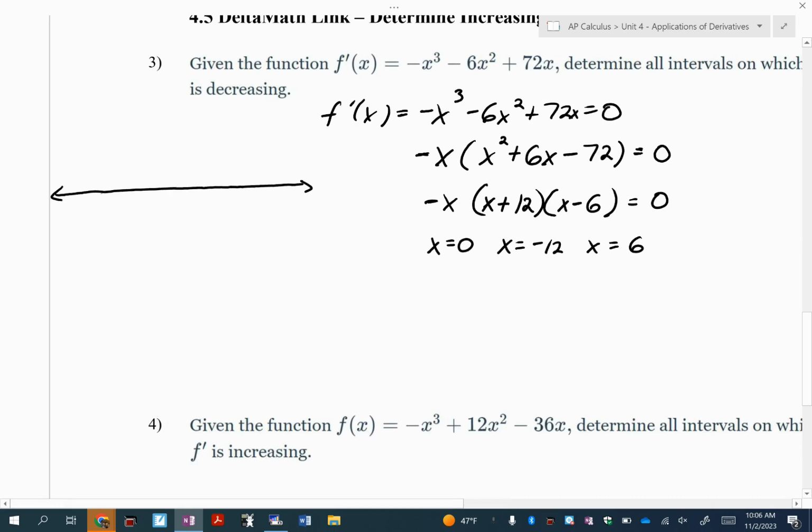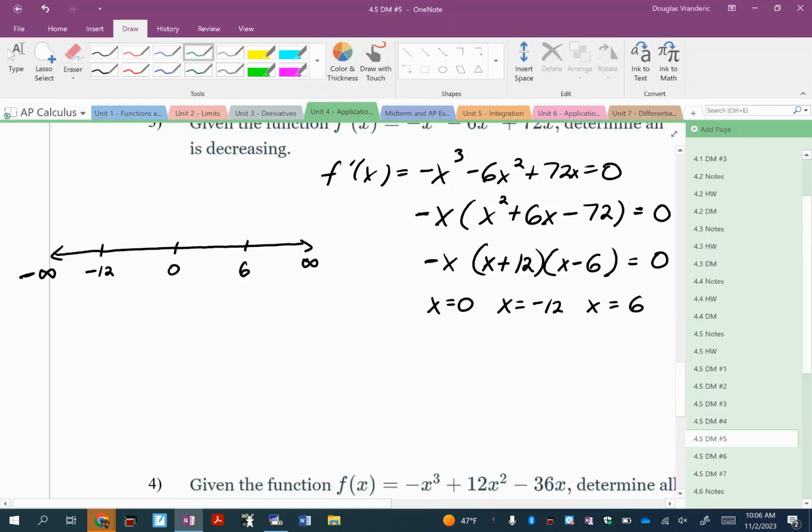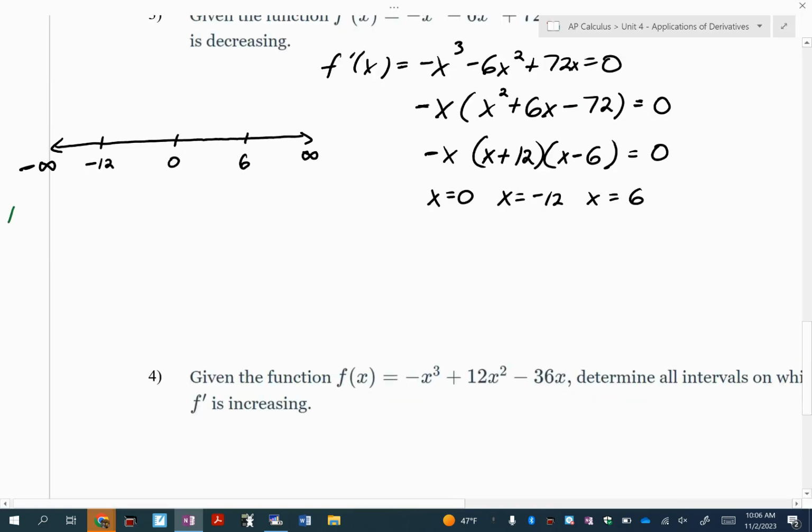So I've got negative 12, 0, and 6. I'll put in my negative infinity and my infinity. Miss Aguilera is out of town, so it might be a little loud for the next few days.